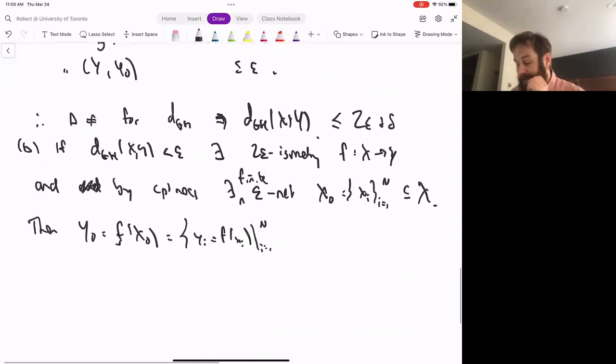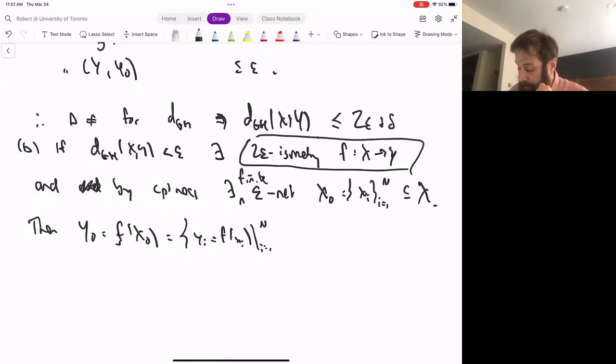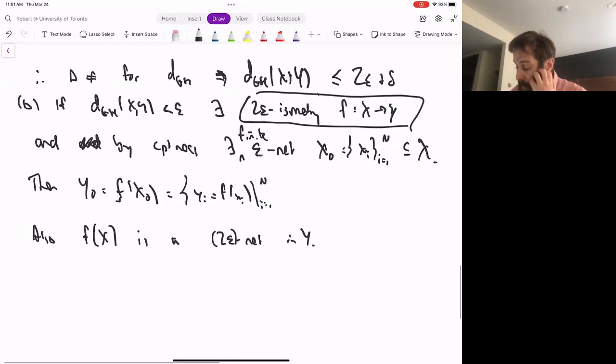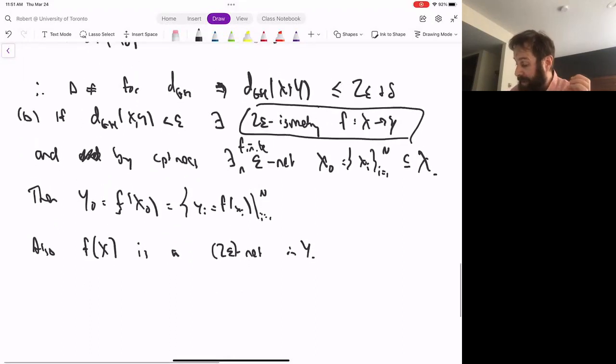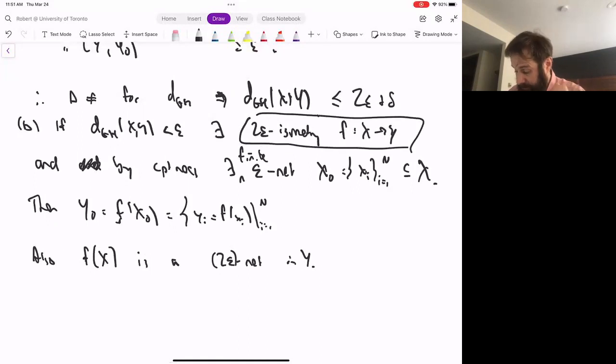Oh, sorry, yes, I'm going to set that way. Because part of the definition of being a 2 epsilon isometry is that the image under f of X is a 2 epsilon net in Y. And so then I claim that this set here is a 5 epsilon net.